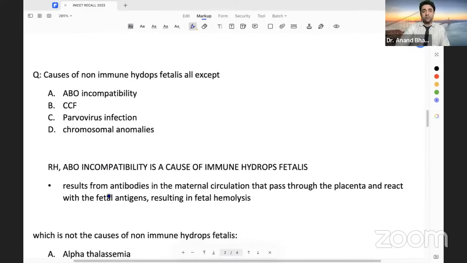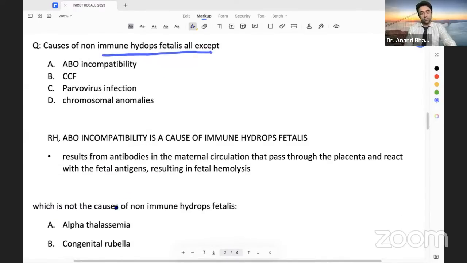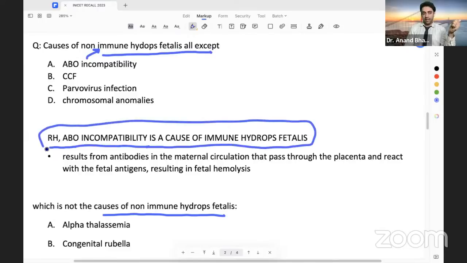That's wonderful. Causes of non-immune hydrops fetalis are all except. This same question had come in INICET about 2 years back too. I'll repeat again, and this is a question we need to pay attention to for 1 minute. What is immune hydrops fetalis and non-immune hydrops fetalis? Rh incompatibility and ABO incompatibility are basically the causes of immune hydrops fetalis.